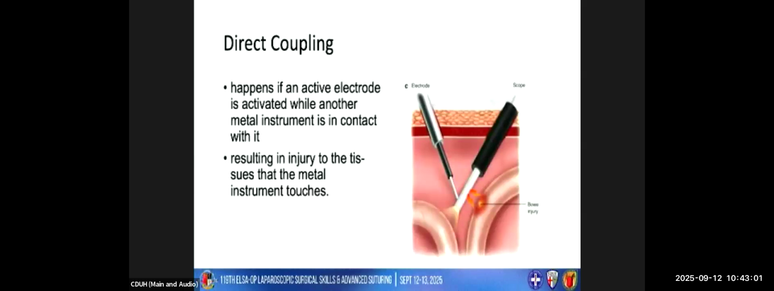The next one would be direct coupling. This usually happens if an active electrode is activated while another metal instrument is in contact with it, resulting in injury to the tissues that the metal instrument touches. So this usually involves inadvertently touching the camera and the other instruments within the abdomen during laparoscopic surgery.